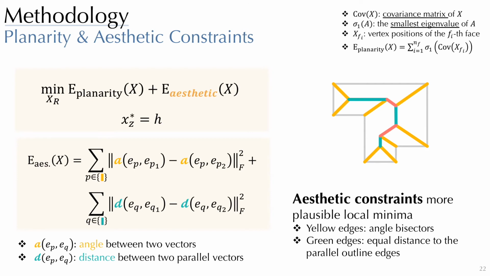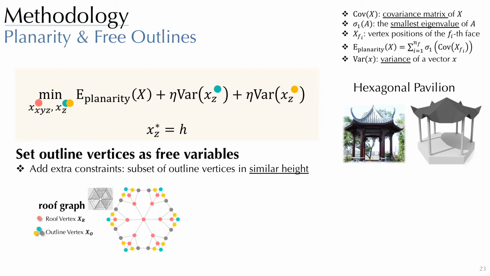For the yellow edges, we add regularizers to the angles formed by the roof edge and the corresponding outline edges. For the green edges, we add regularizers to the distance between the roof edge and the corresponding outline edges. Optimizing the combined energy can give a more desirable roof embedding even without any user input. We can also set the outline vertices as free variables for optimization.